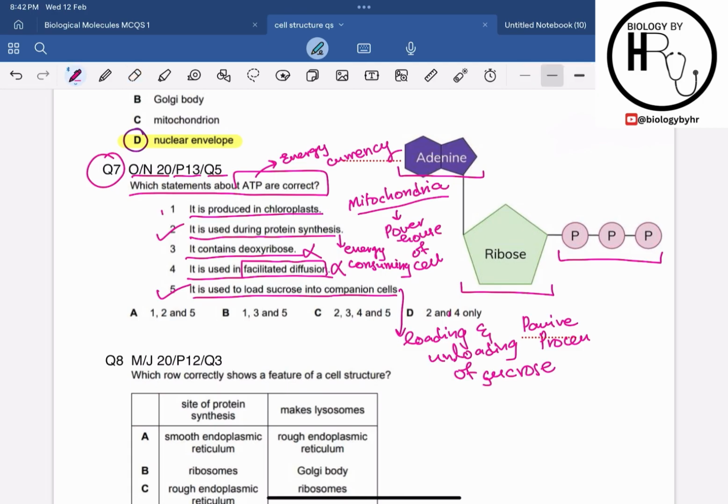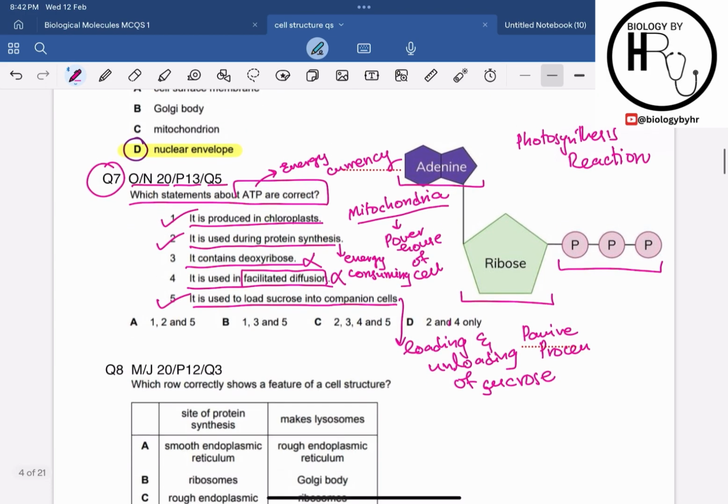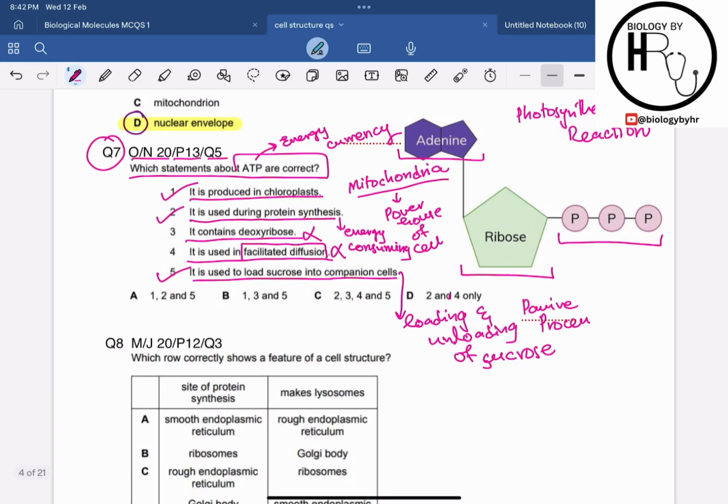Basically, the ATP is produced in the chloroplast. Now, how is the ATP produced in the chloroplast? ATP is produced in the chloroplast during the photosynthesis reaction, right? In your A2s, you are going to study that photosynthesis is divided into two parts, the light dependent reaction and the light independent reaction, and in the light dependent reaction the ATP is produced. For now, you just have to remember that photosynthesis is involved in the formation of ATP as well, right? Photosynthesis gives you ATP as well.